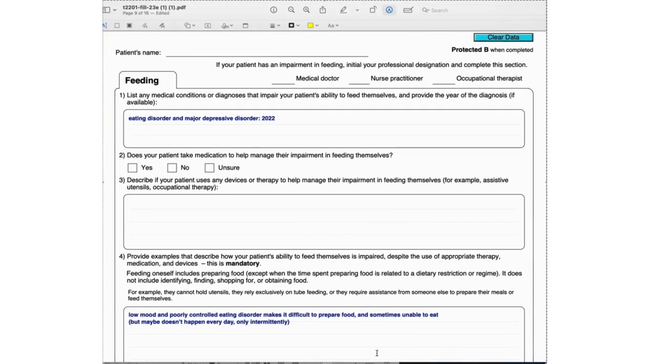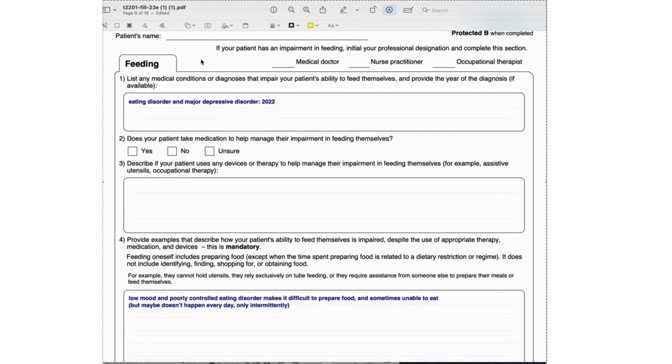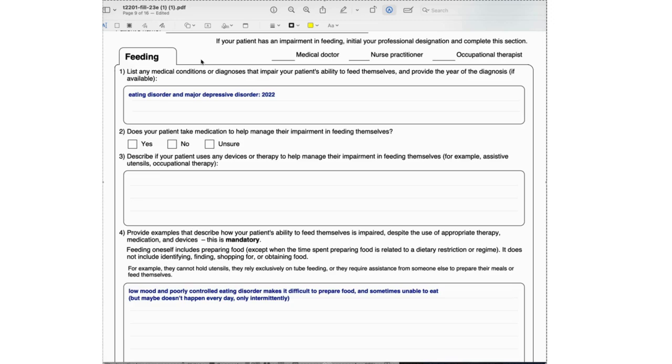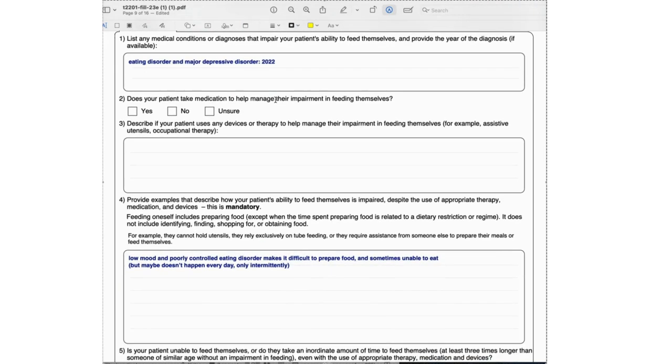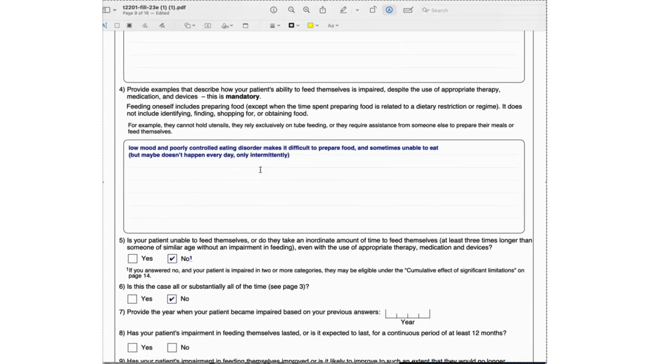Now I want to run through an example of the cumulative effects. When we're completing that page, that's when we've ticked off more than one category, but perhaps they didn't really fulfill that marked restriction in one or more category, but the combination of these limitations may make it so that they have a marked restriction. So for example, let's say we're filling out the feeding page on one patient and the medical condition linked with that feeding limitation is eating disorder and major depressive disorder since around 2022. So we're going to fill out whether they take medications, et cetera. But for an example of how their ability to feed themselves is impaired, I've put down here, they have low mood and poorly controlled eating disorder.